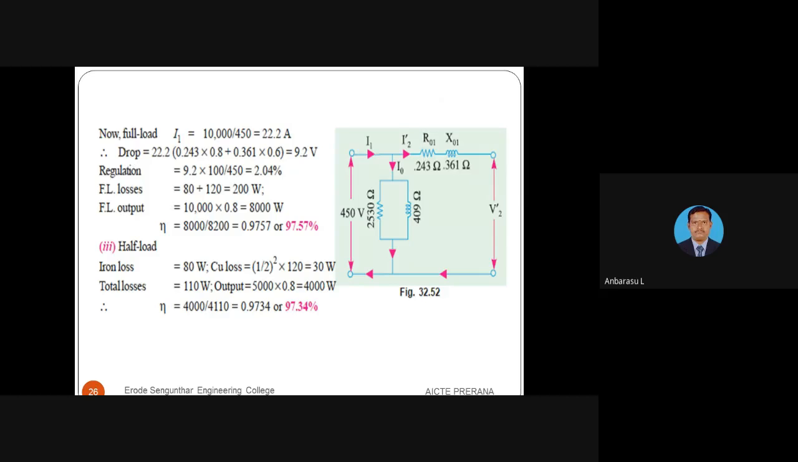The total losses of the transformer equal 110 watts. The output power equals 5000 into 0.8, that is 4000 watts. The efficiency of the transformer equals 4000 divided by 4110. We get 0.9734 or 97.34 percentage.